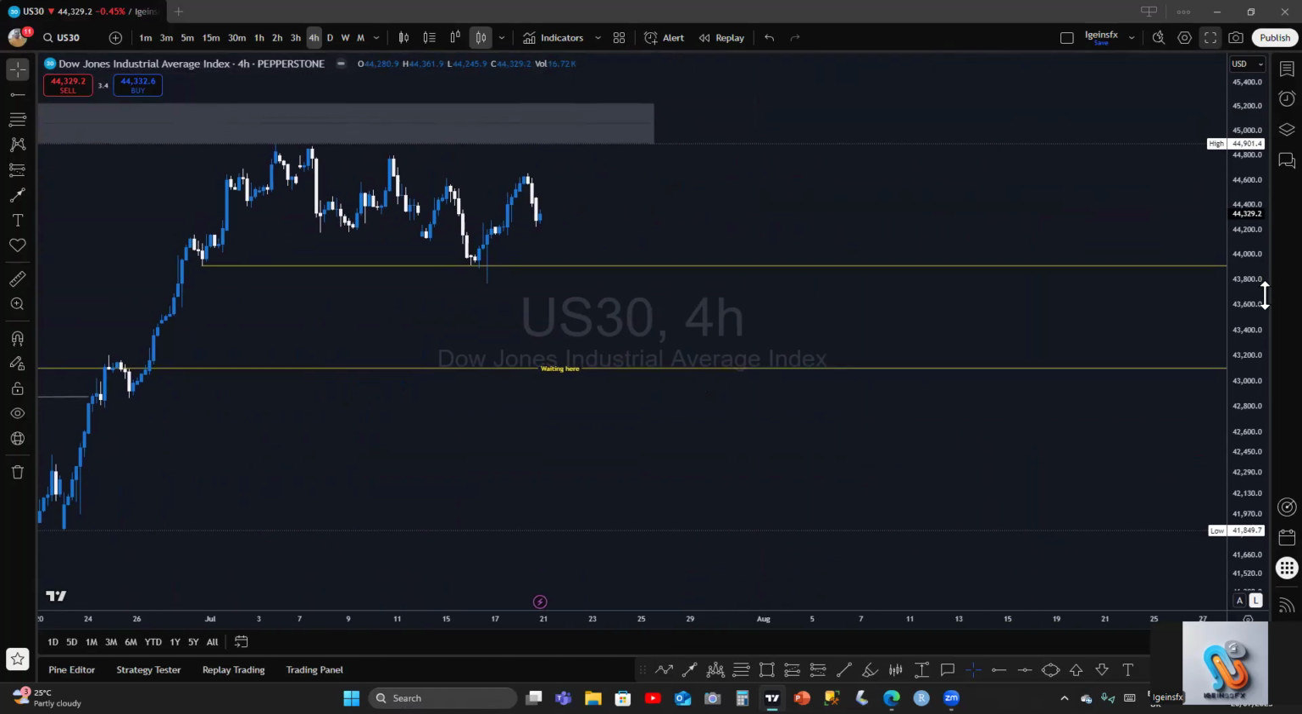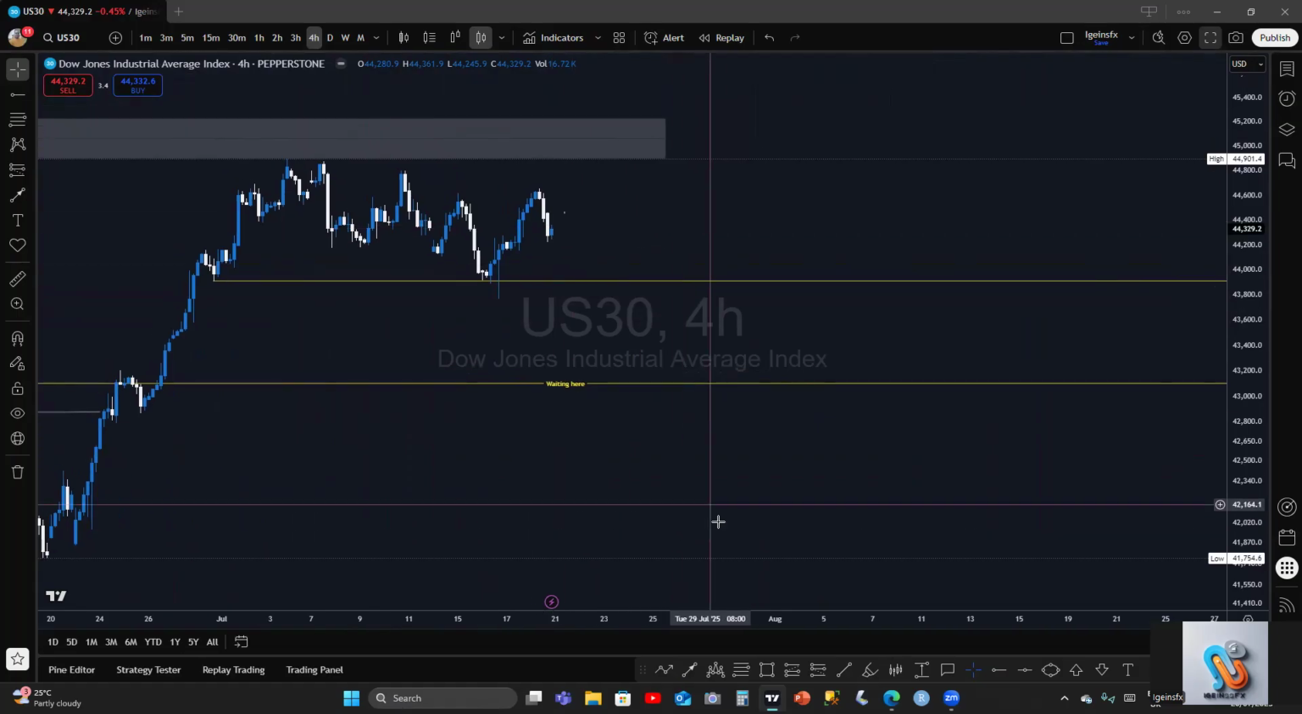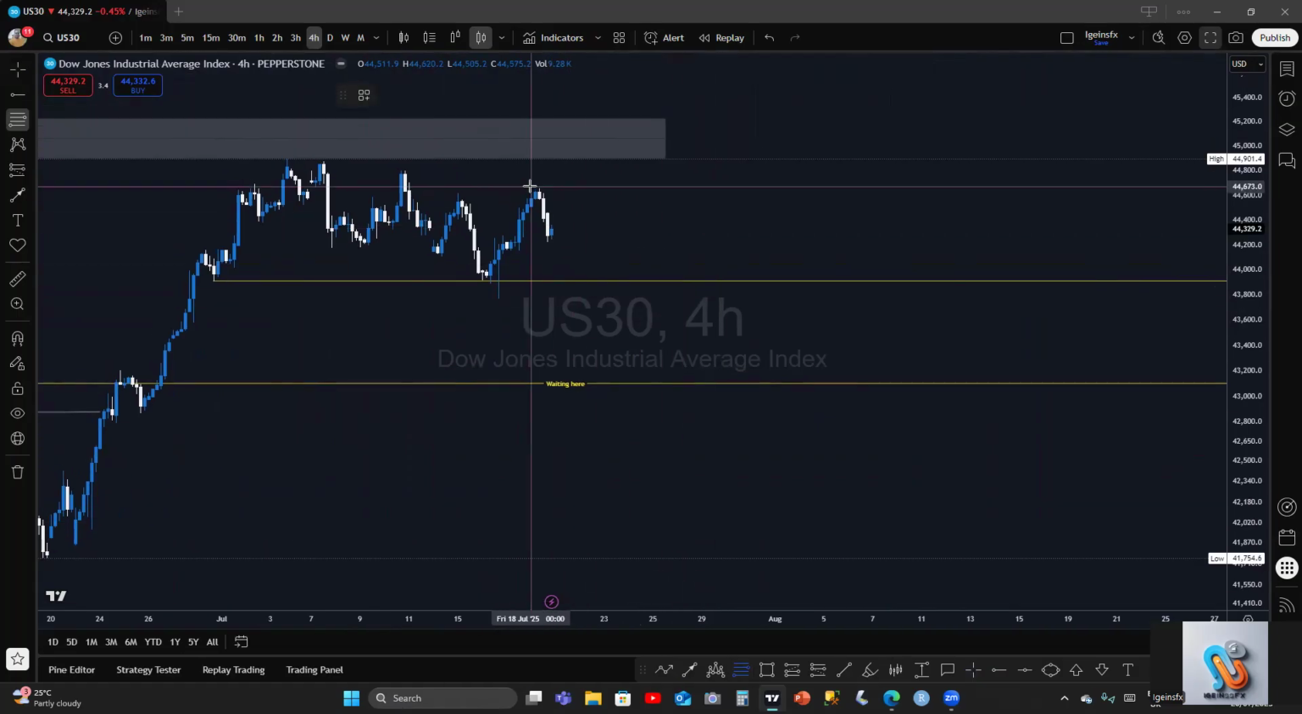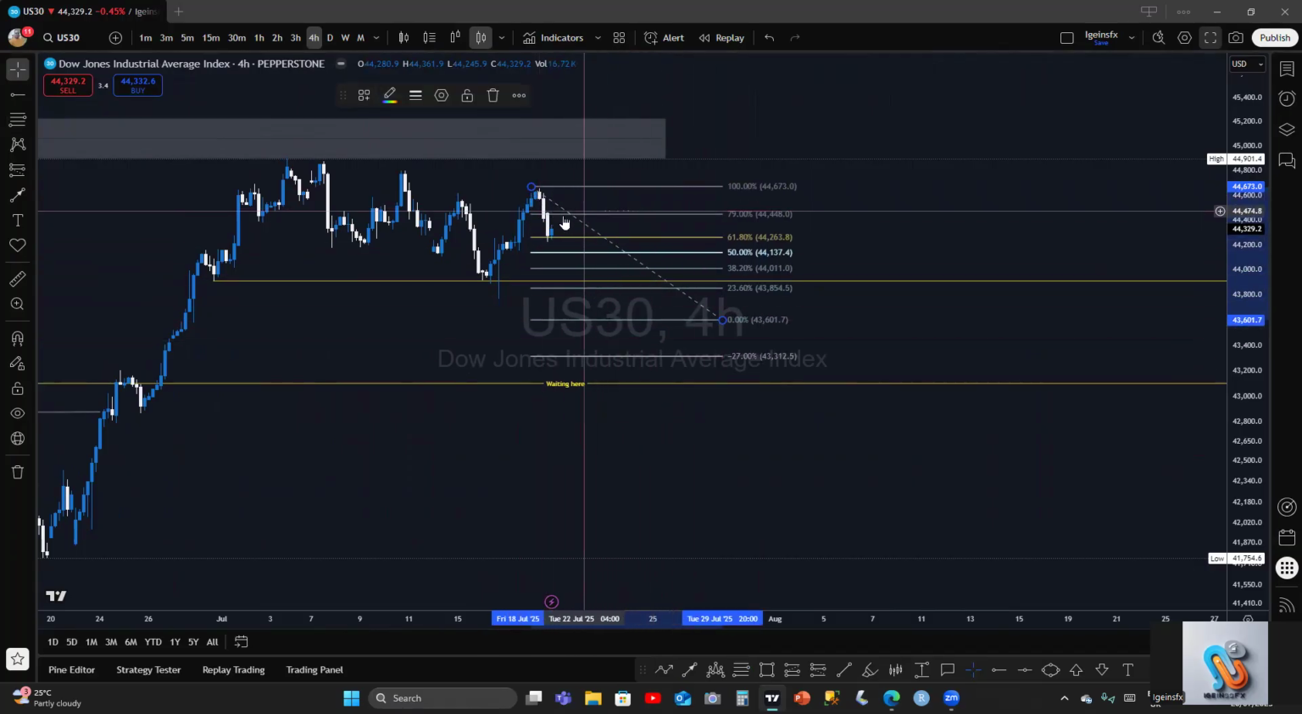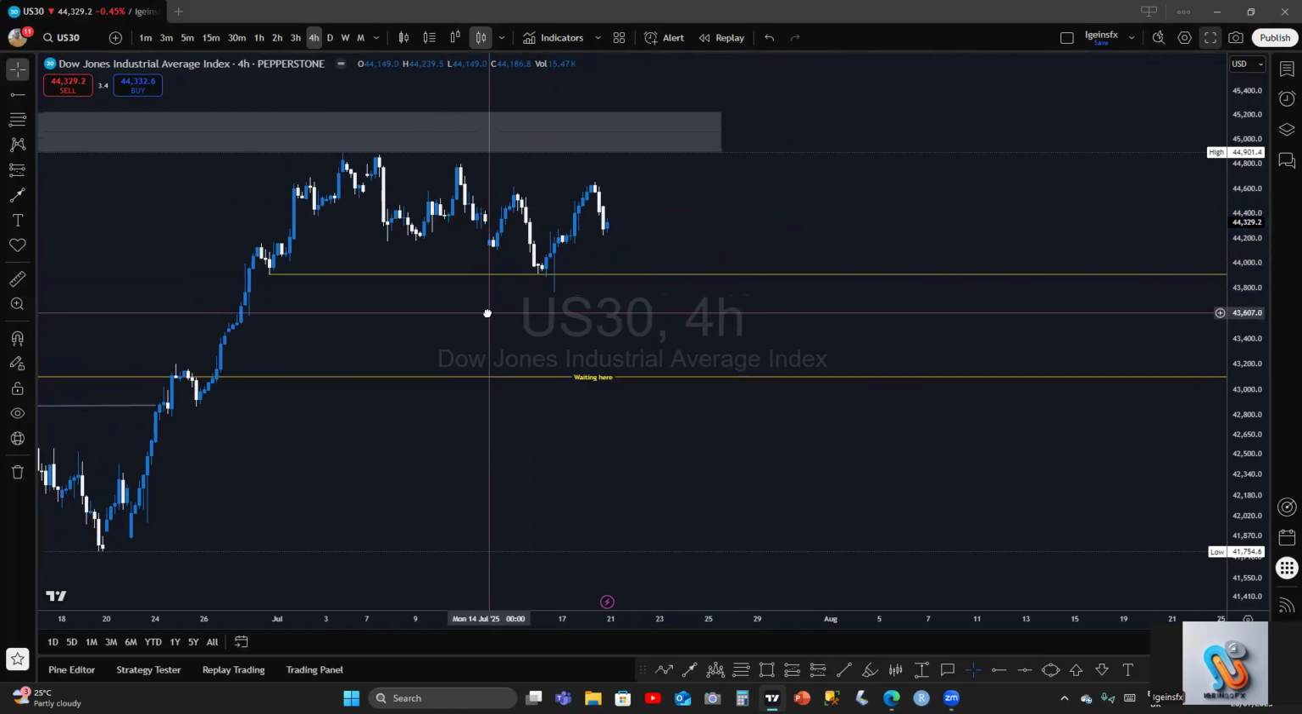Or if we want to follow this push to the downside as it's making its way down, once price creates another low, bring out your fib like this. Wait for price to pull back into your premium level. Then once it gives you any reaction, you can now join the price to sell to the downside.